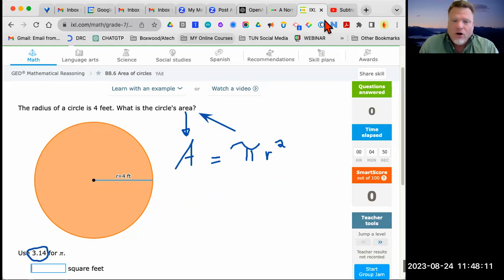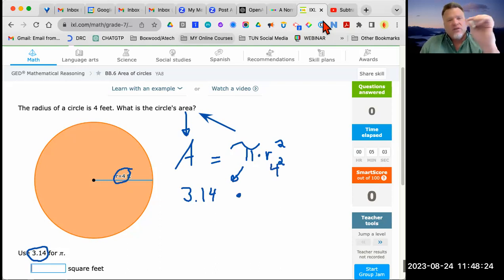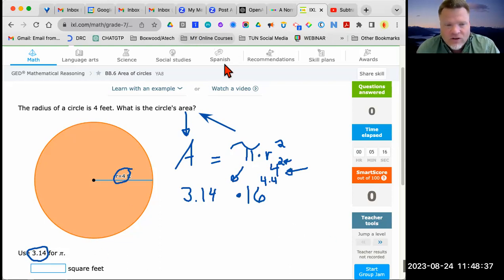3.14 is pi, always. And that's what that funky symbol is. It looks like Stonehenge or whatever. So 3.14 times whatever the radius is, which is 4 to the second power. So the second power means we write it twice, so it'll be 4 times 4, which is 16. And then we type 3.14 times 16 into our calculator.